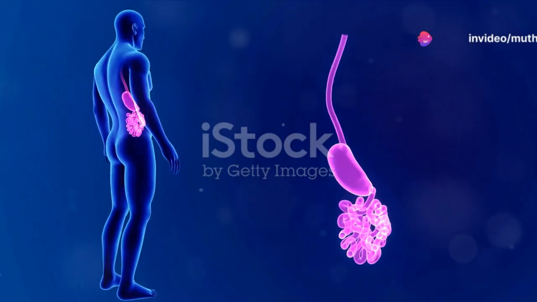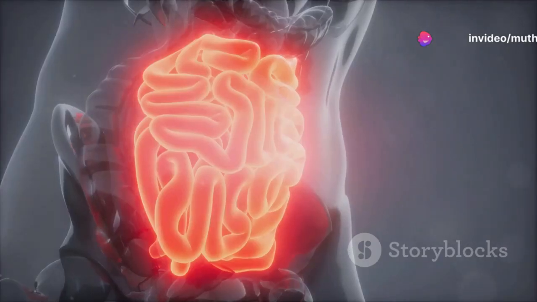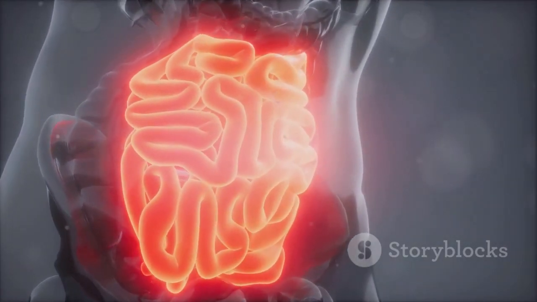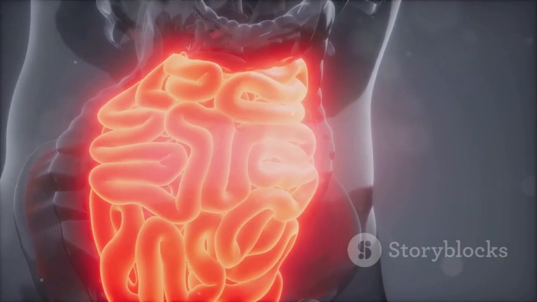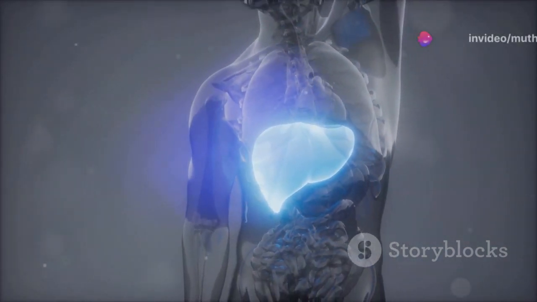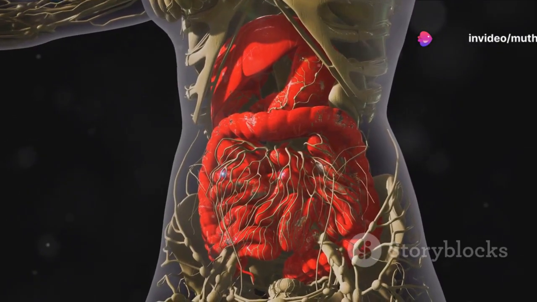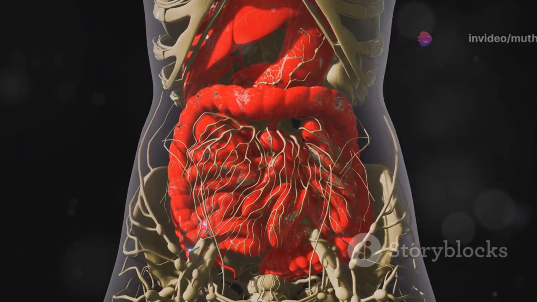Now, let's look at the digestive glands. The salivary glands produce saliva, which contains enzymes like amylase that initiate the digestion of starch. The liver, the largest internal organ, produces bile which emulsifies fats, aiding in their digestion and absorption. The liver also processes nutrients absorbed from the small intestine.